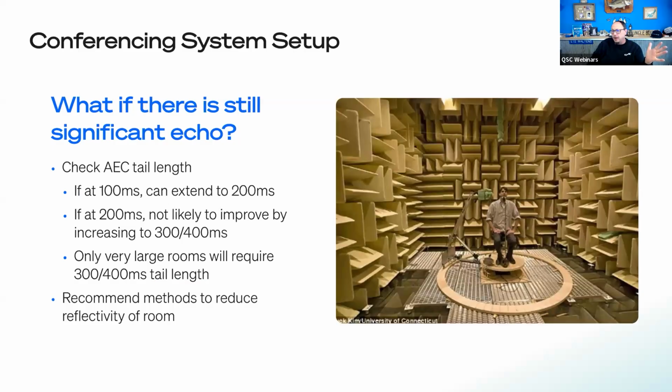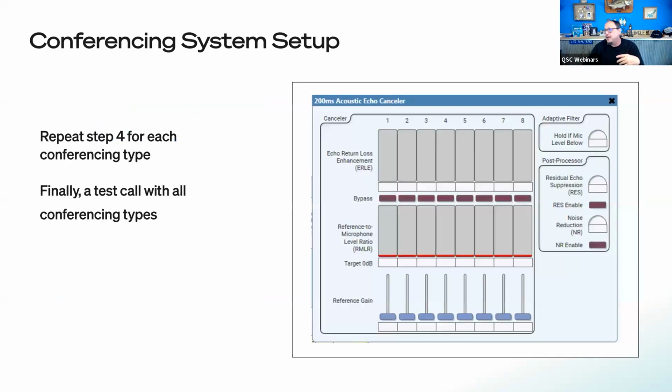What if there's still echo? Check your tail length. If it's at 100, go to 200. If it's at 200, don't automatically just jump to 300 or 400. Only large reflective rooms are going to require that. You may have to recommend methods to reduce reflectivity of the room, right? There's acoustic treatment that can look like artwork. There's, you know, a lot of things you can do. Or just tell people that they need to make their conference room an anechoic chamber.